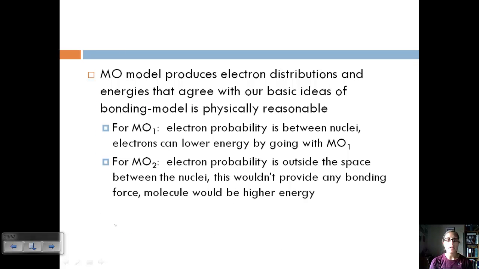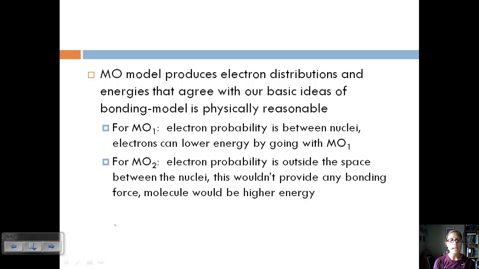So the molecular orbital model produces electron distributions and energies that agree with our basic ideas of bonding, and so we would say that the model is physically reasonable. It does make sense. So for MO sub 1, the electron probability is between the nuclei, and the electrons can lower their energy by going to that orbital, and that's what they're going to do.